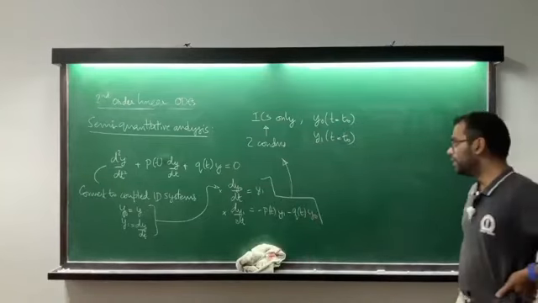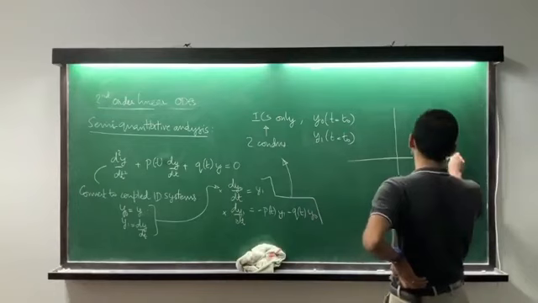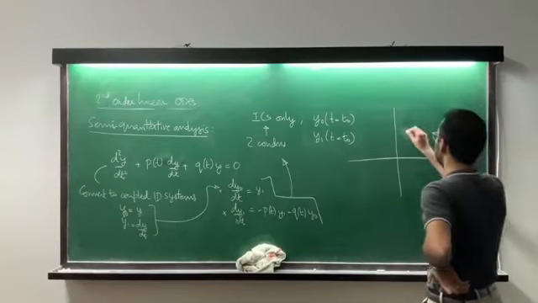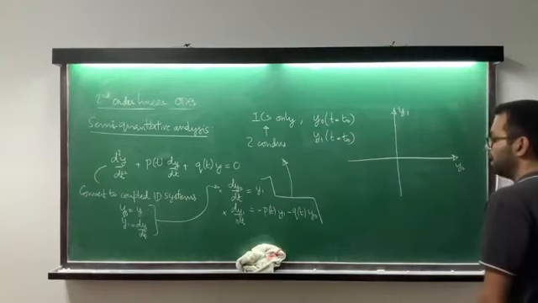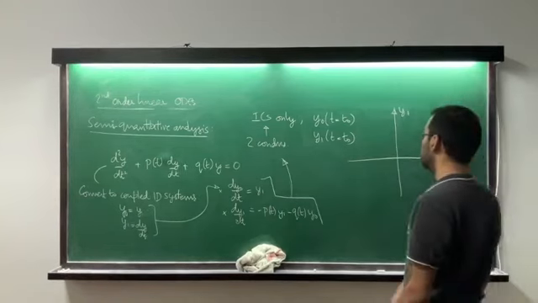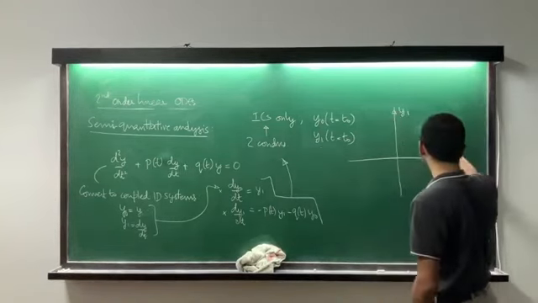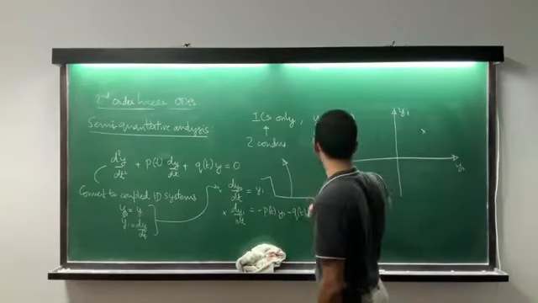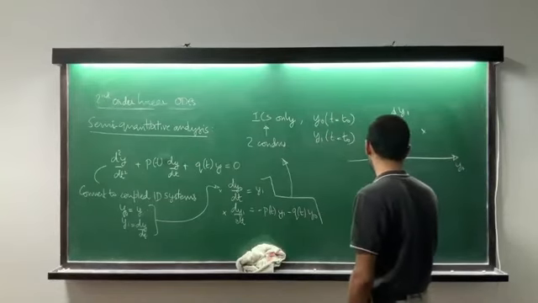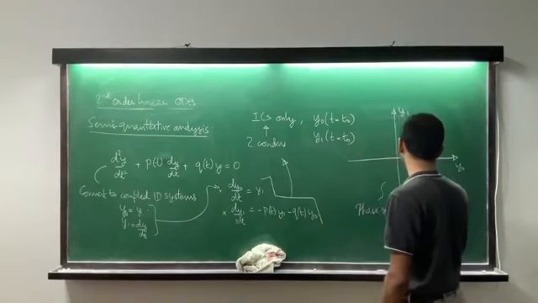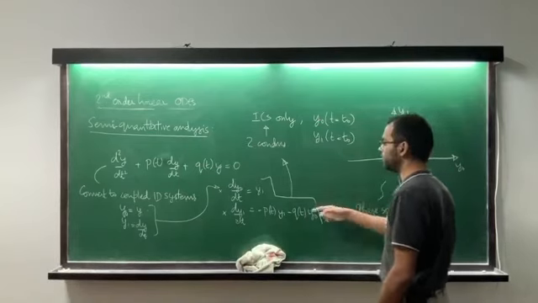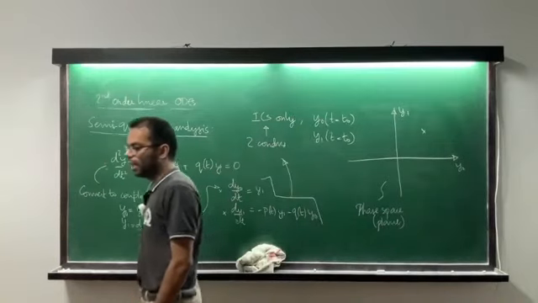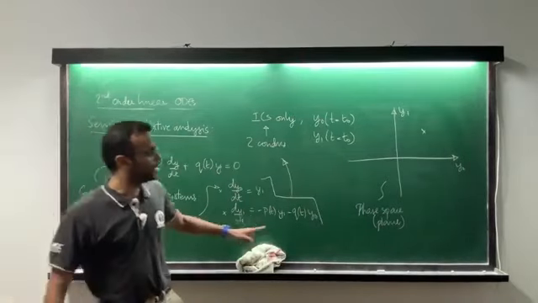Okay, so the system now has two axes. You have y0 on the x-axis, the horizontal axis, and y1 on the vertical axis. By specifying the initial conditions, you're basically specifying the coordinates of a point. So this now becomes our phase space, or a phase plane. It's a 2D phase space because you have a second order system, and the initial conditions basically specify the coordinates of a point.